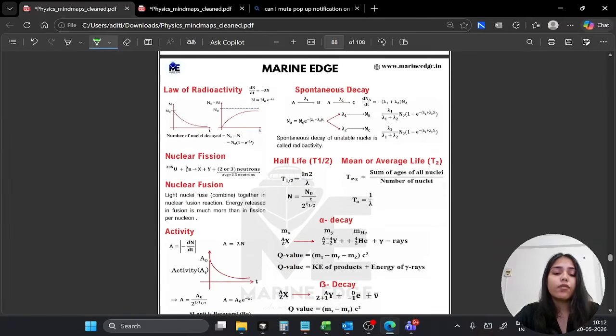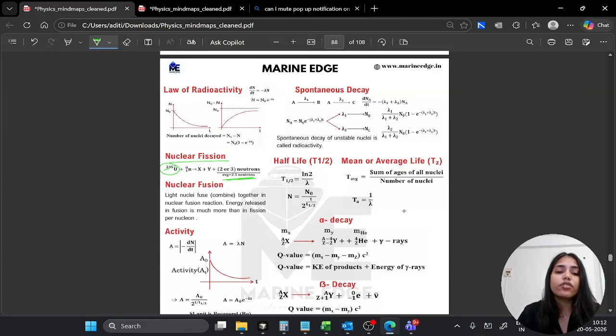Okay. Now, moving forward, radioactivity. Whenever there is an unstable nucleus, it starts losing particles. The number of nuclei decaying over the course of time is known as the law of radioactivity. Then we have nuclear fission. If you have a uranium-235 atom and you add an extra neutron to it, we get other elements, and we have the reaction here.